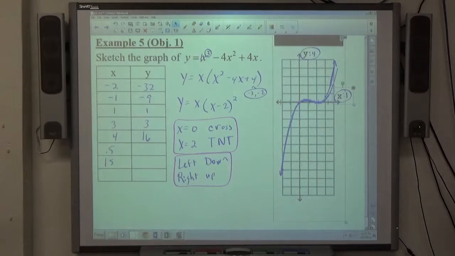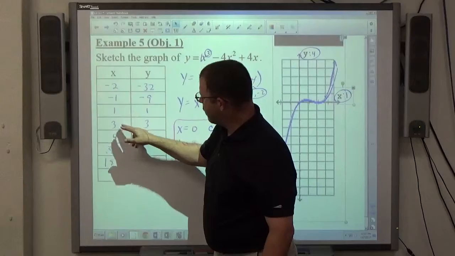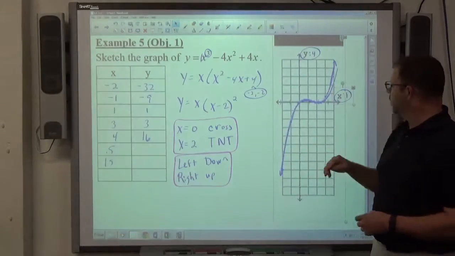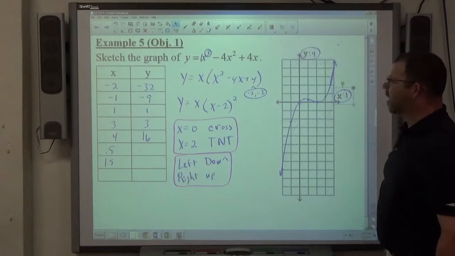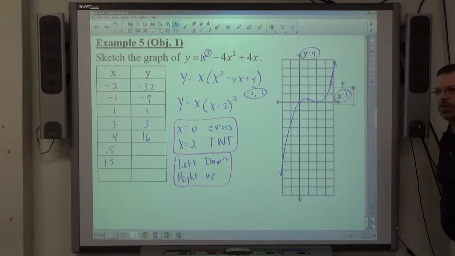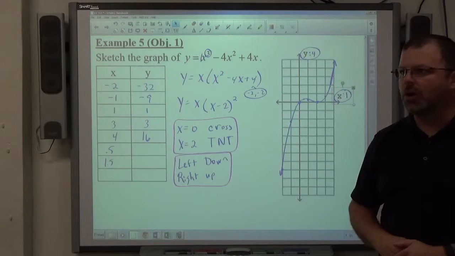All right, we found 1, 2, 3, 4, 5, 6, 7, 8, 9 points. We had a little bit of information about crossing, touching, turning. We got a really, really accurate sketch of the graph without a whole lot of information. That's the whole idea here. We want to get the most efficient technique to get us the most accurate graph possible. That does a pretty good job of it, and it's not super hard to do.